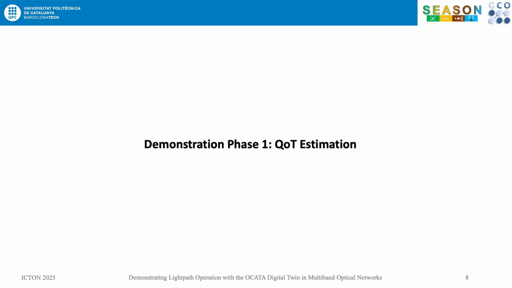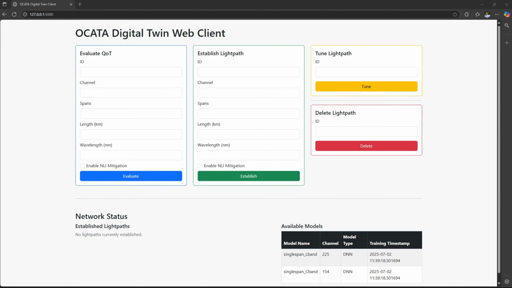The first phase of the demo is to establish a light path, where the client, acting as SDN controller, sends a request to Ocata to establish the light path. Here you can see the interactive dashboard that we developed for Ocata NDT. In the model database, you can see the set of pre-trained models for each span and related reference channel, one in C-band, channel 154, and one in L-band, channel 225. The span models will be concatenated by Ocata to develop one single model for the proposed light path.